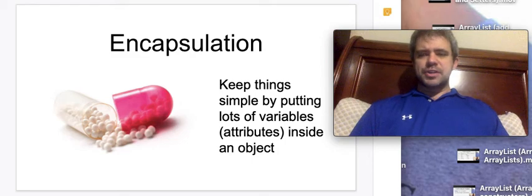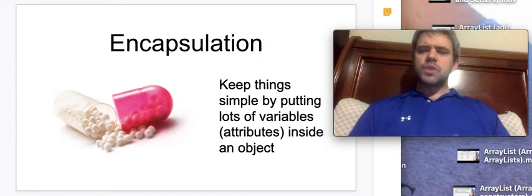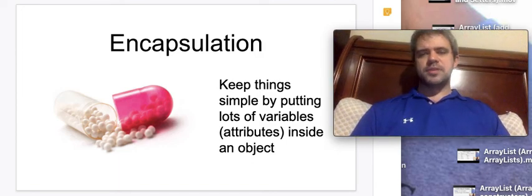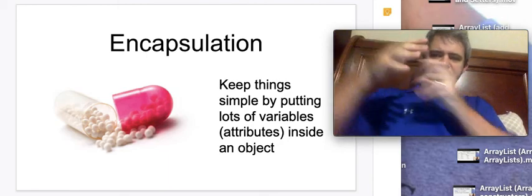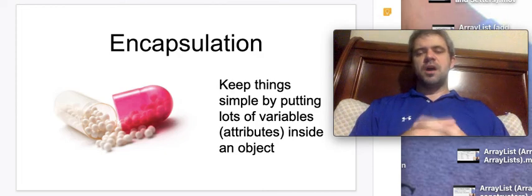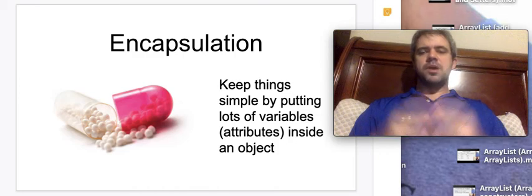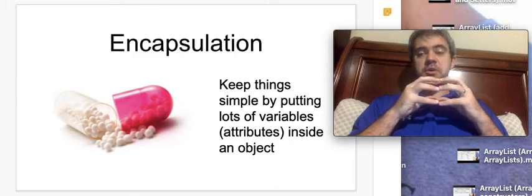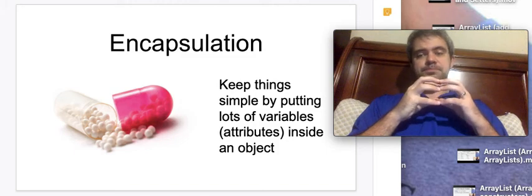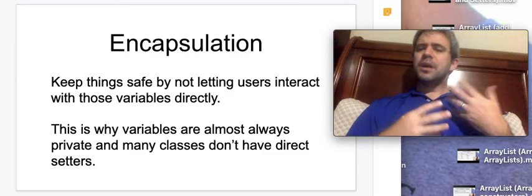So encapsulation is what it sounds like. It's kind of like those pills where everything is inside. The first thing it does is make it simple for us, because we have all of these little things and it's kind of hard to keep track of, but we encapsulate it. It's all in one place. So all of these behaviors, all of these attributes are stored inside this object. Okay, so that makes it simpler, but it also makes it safer.